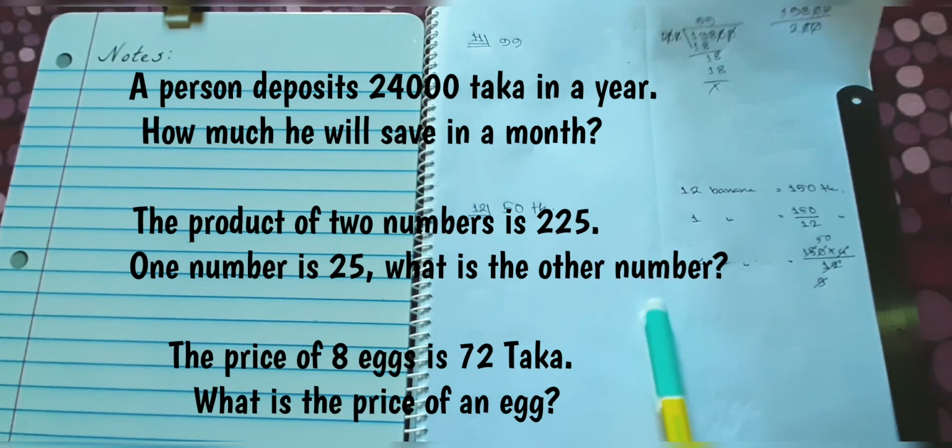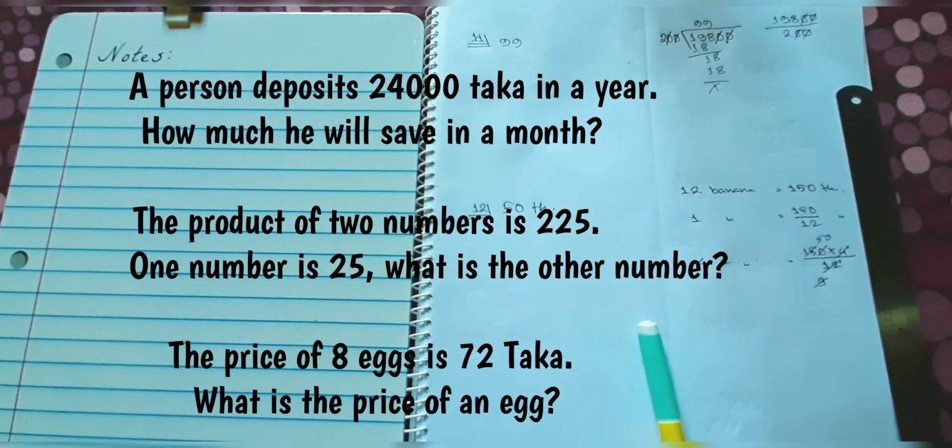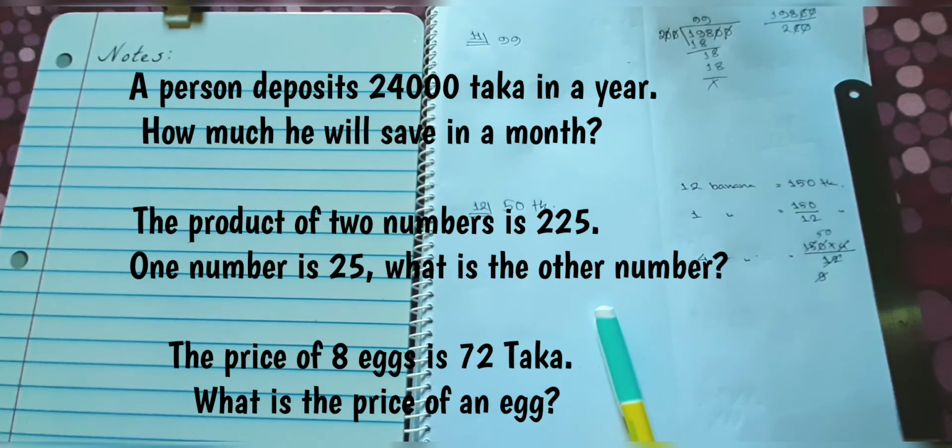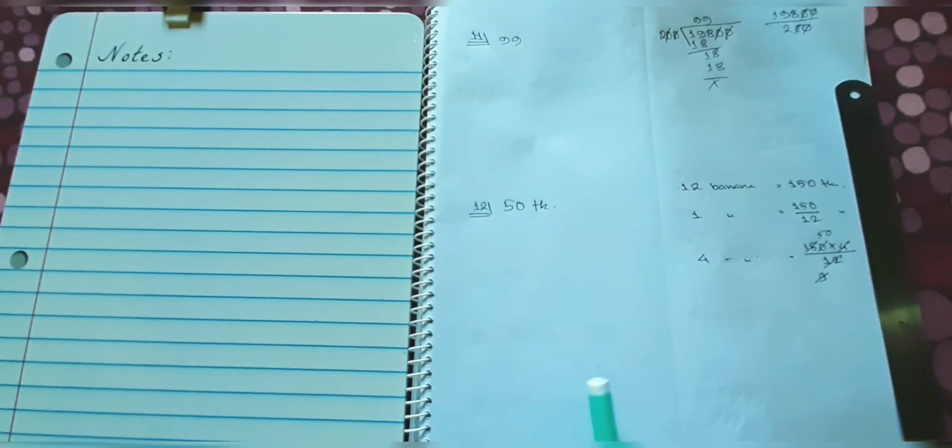The price of 8 eggs is 72 taka. What is the price of 1 egg? Sorry, 8 eggs cost 72 taka, and 1 egg will cost less than 72 taka. This is why we are going to go for division, and the answer will be 9 taka.